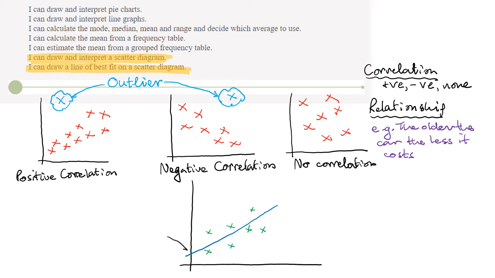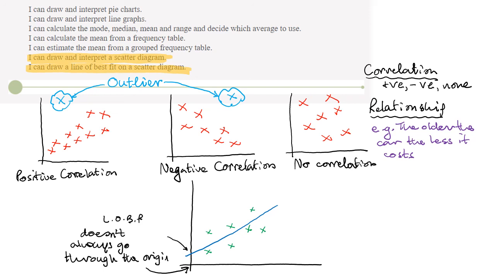Don't force it to go for the origin. Okay, so line of best fit doesn't always go through the origin. The origin is basically that point in the corner, so it doesn't always go there. Don't force it to go down there.